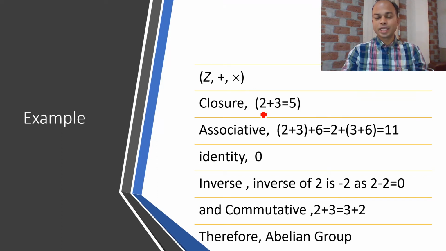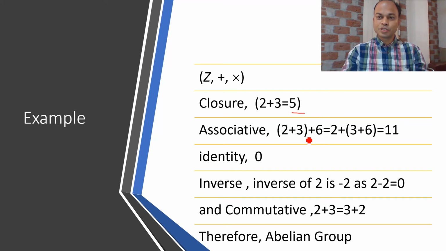First property is closure. Initially we are studying the plus operator. Then under the plus operator, closure property is true because 2 and 3 both are part of the integers and when we apply plus, we get 5 and this 5 belongs to the integers. Therefore, closure property is satisfied.